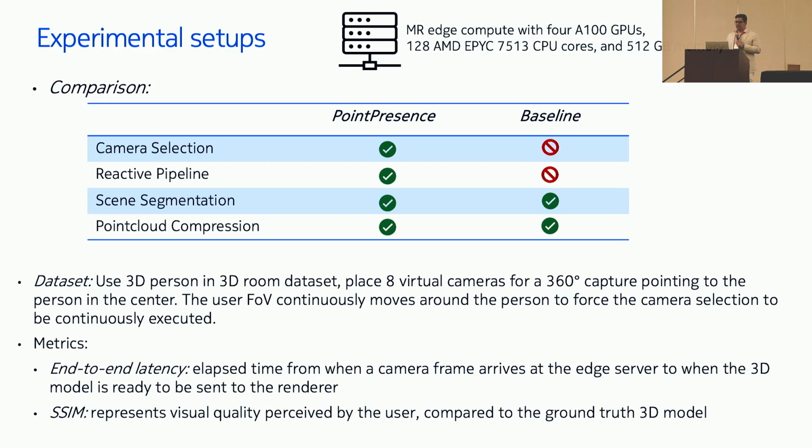Right? So we measure two metrics of interest: end-to-end latency, the time from when the camera captured the frame until the 3D model is merged and ready to be sent to the renderer. And we also have SSIM, which represents the visual quality perceived by the user.